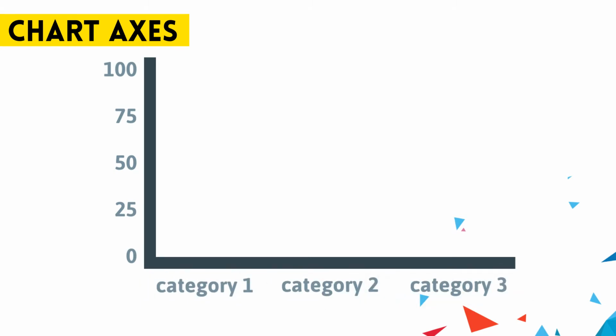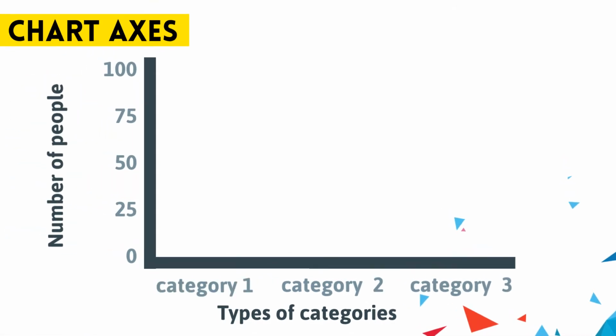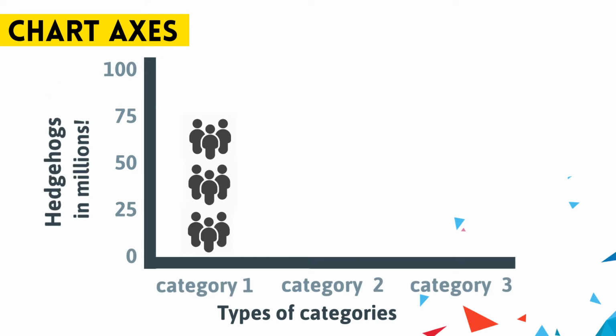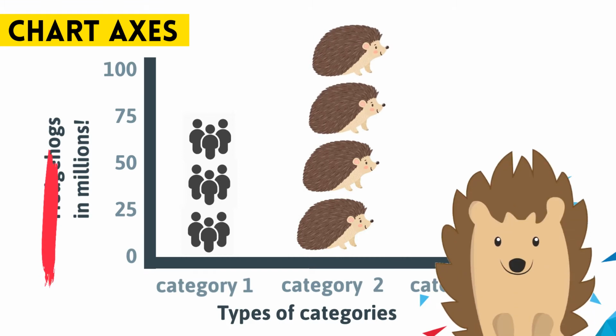The axis will always need labeling. This is particularly important for the number axis, so you know what the numbers refer to. Here, the numbers represent the number of people who chose that option. Sometimes, each number in a chart might refer to thousands of people, millions, or hedgehogs. Okay, probably not hedgehogs, but it's best to be clear.